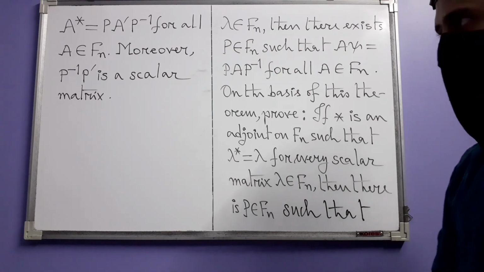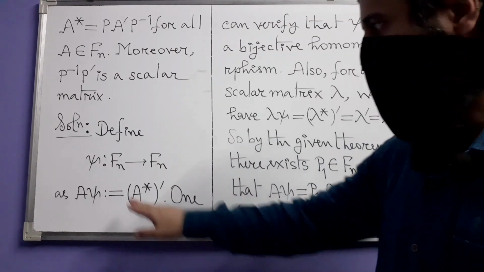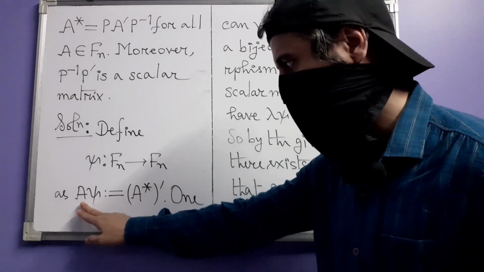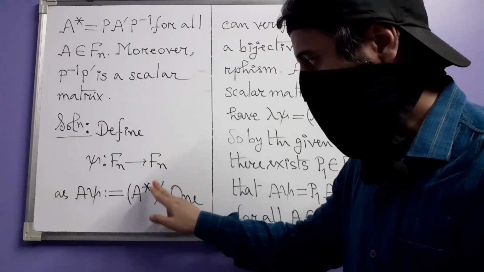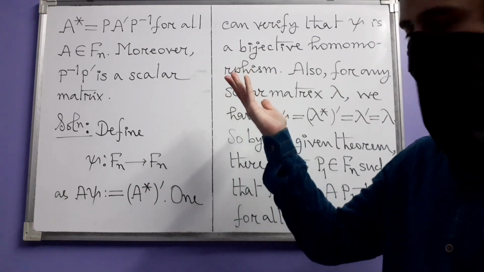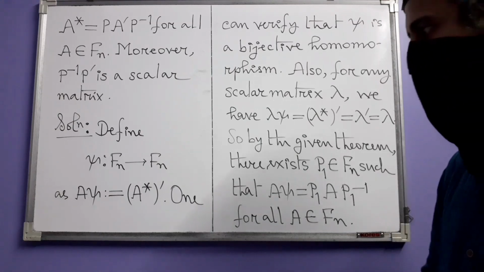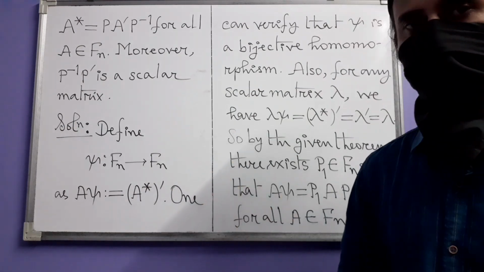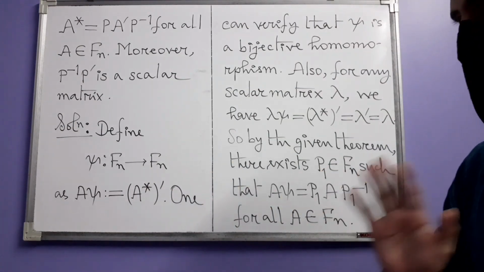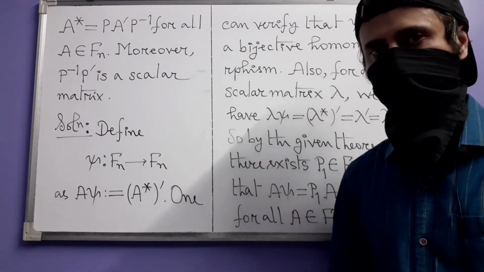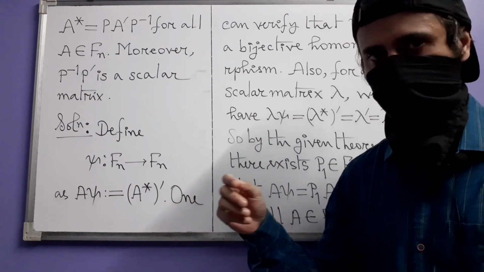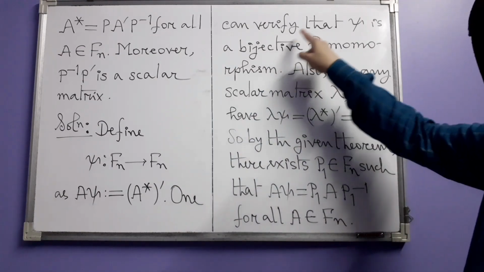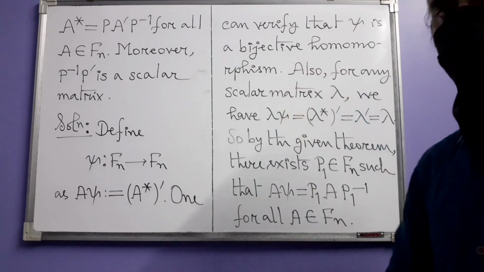So let's see the solution. We start the solution by defining a new function psi from Fn to Fn, like this. Psi maps every matrix A onto the transpose of its adjoint. And this adjoint, of course, is the adjoint that we have in the statement of the problem. Note that this psi is the composition of these two functions, transpose and adjoint, both of which are well-defined functions from Fn to Fn. So obviously the composition is also well-defined, so that means psi is well-defined. And then there is something for you to do. One can verify that psi is a bijective homomorphism.